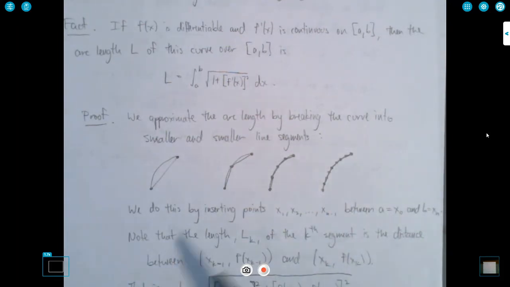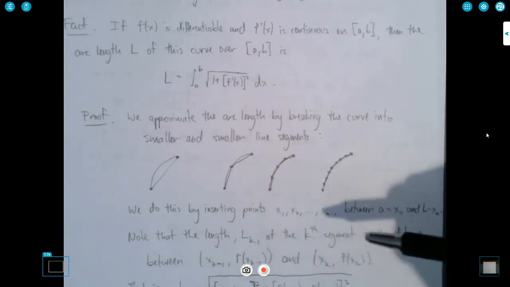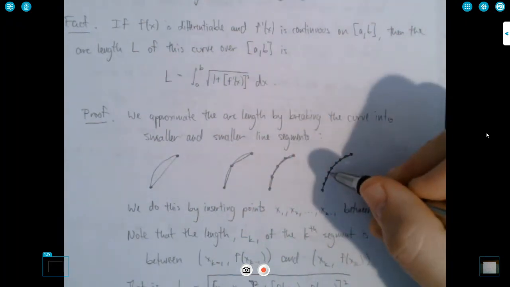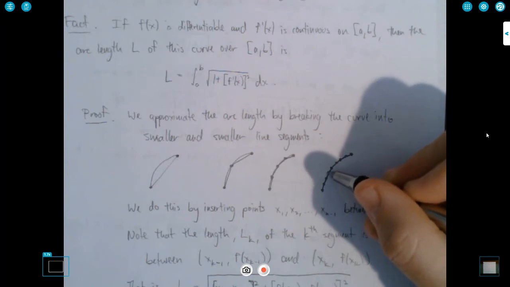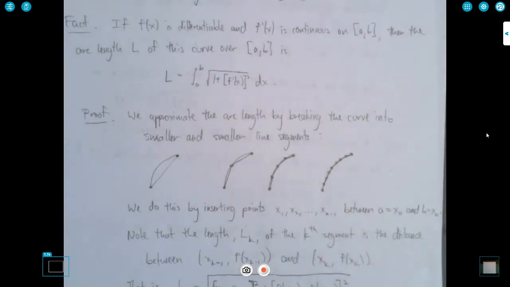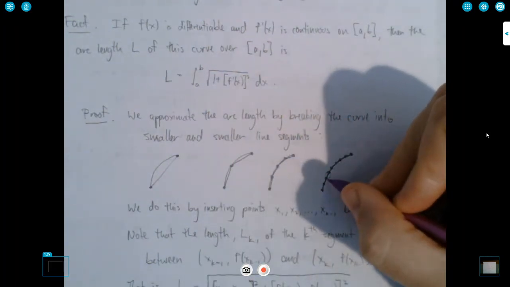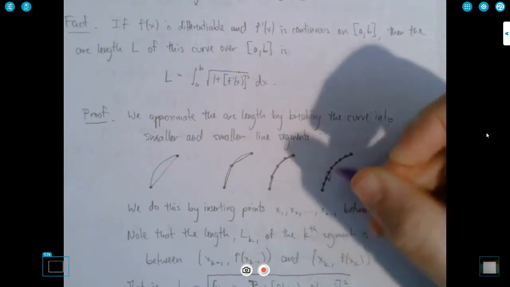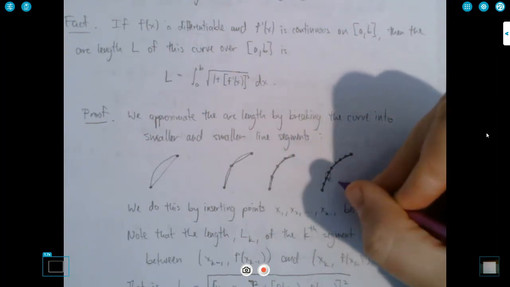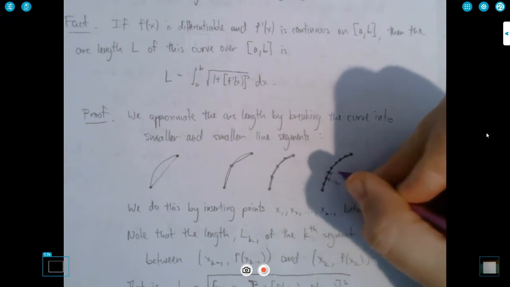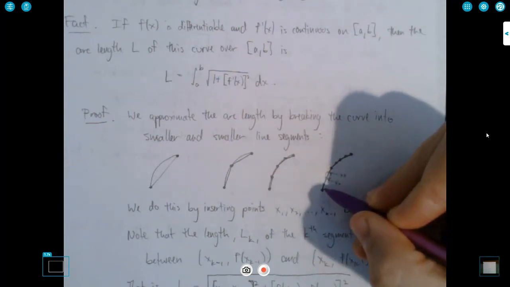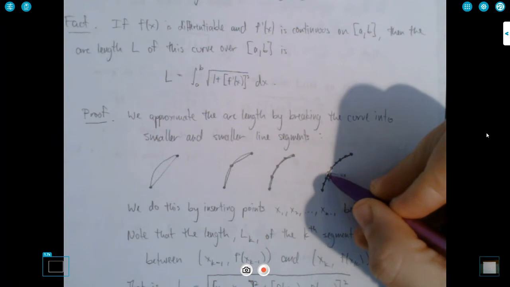Now, let's think about the length of the kth line segment. If we just chose an arbitrary one like this one, what is its length? How would we figure out the length there? Well, let me use my pencil. How would we figure out the length of this line segment? Well, we called this point x1, x2, and we called this point x3, and note that this is line segment 1, 2, 3. So this is the third.